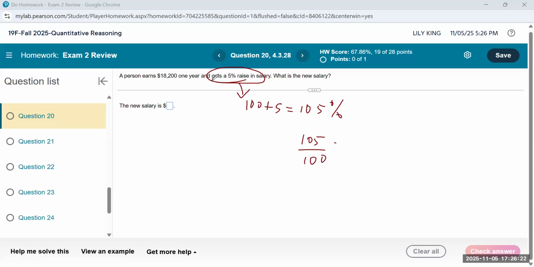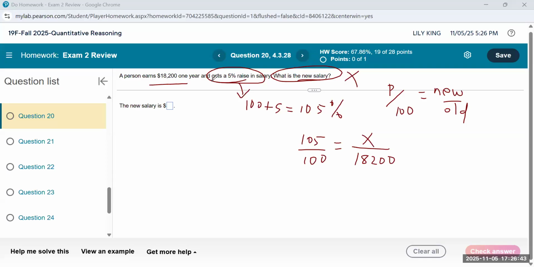And then we don't know the new value, but the old value is the 18,200. All right, we have P over 100 equals our new divided by old. All right, the new is our new salary, which is unknown, and the old value is the previous salary. So 105% multiplied by 18,200 will give you the new salary.